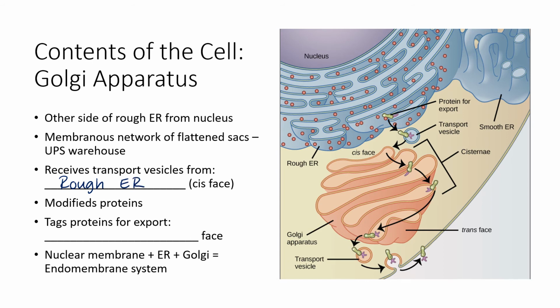So your rough ER made all these proteins. Another thing that it does with those proteins is it bubbles them up in a vesicle so that that protein can move somewhere else in the cell. It's not just going to travel loose anywhere.